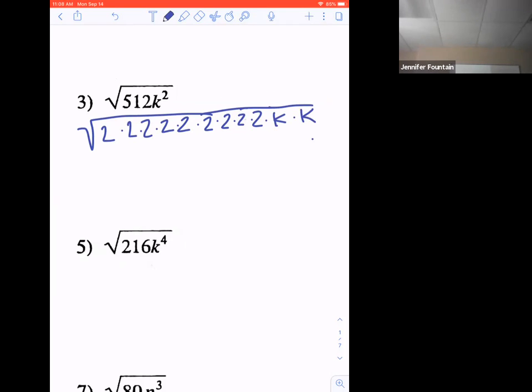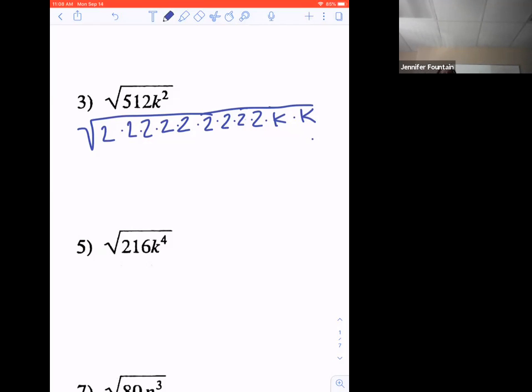Listen up. Because this is K squared, I break it apart as K times K. Remember, my exponent of 2 tells me I have 2 K's, because K times K is K squared. What is K plus K? 2K. If I add K plus K, that's 2K. But if I multiply K by K, that's going to be K squared.